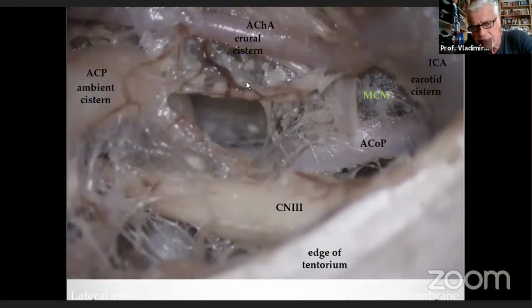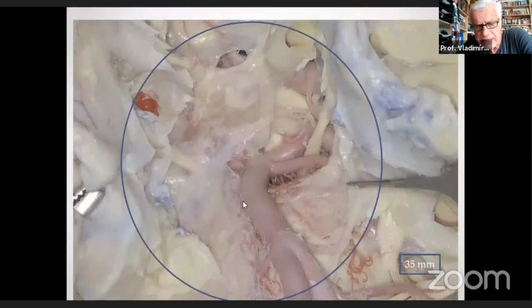Here, the ambient cistern, crural cistern, carotid cistern. This is the pontine cistern. And still, there are not really well-defined walls between the two. And of course, CSF runs freely in the respective system. This is obviously the third nerve.